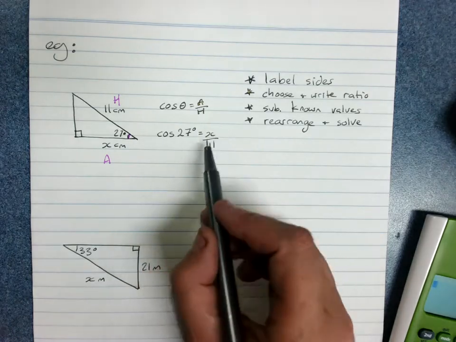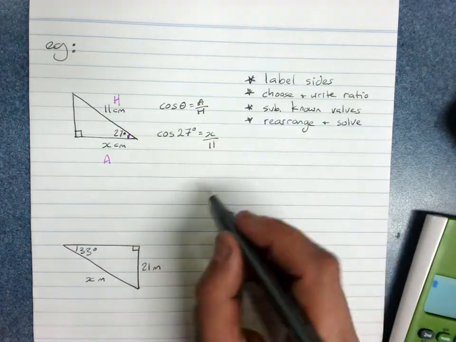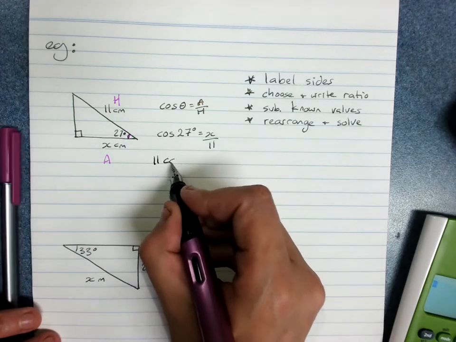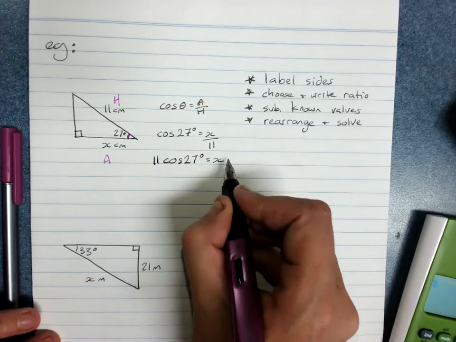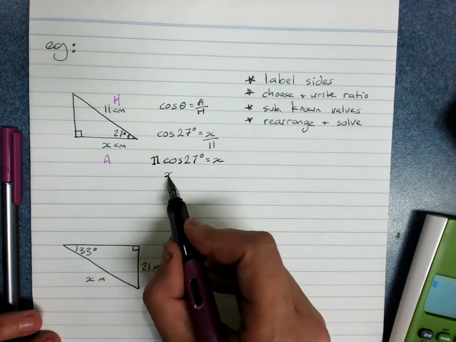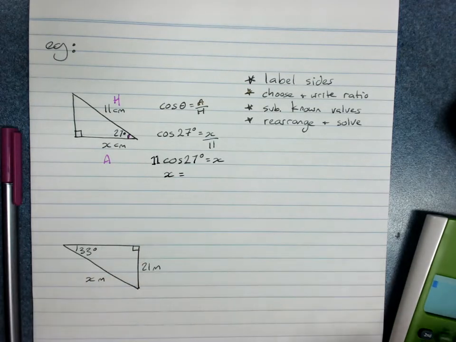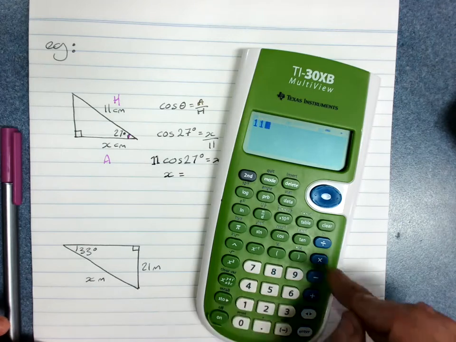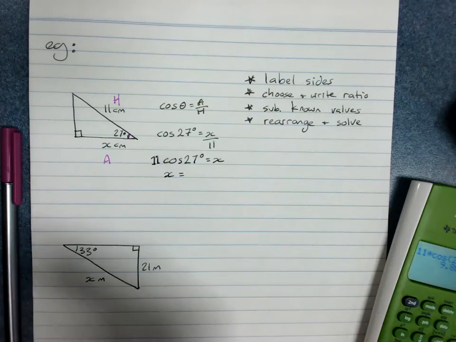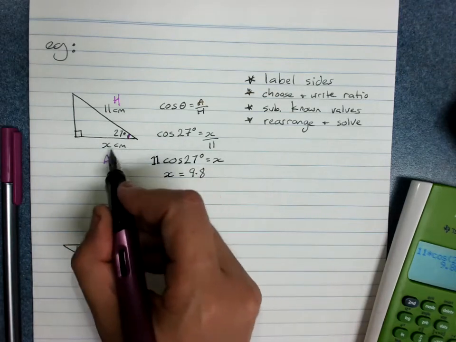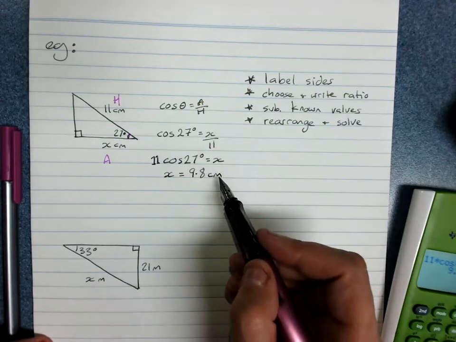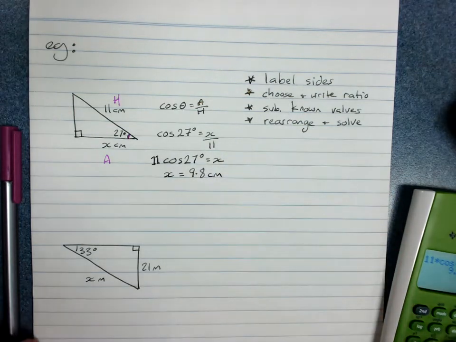I want x on its own. I have x divided by 11. I'm going to multiply both sides by 11 to get x on its own. 11 times cos 27 degrees equals x. You don't need to write the times. And so x equals, and we'll just do 11 times cos 27 degrees. X equals 9.8, and I'm measuring in centimetres. So 4 lines of working, 4 steps to solve these problems.